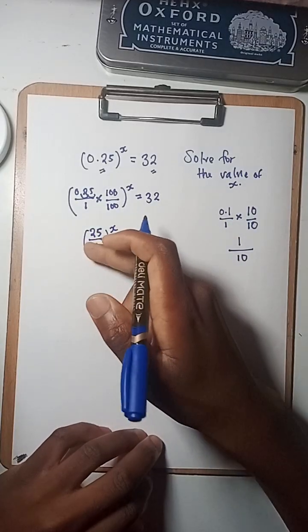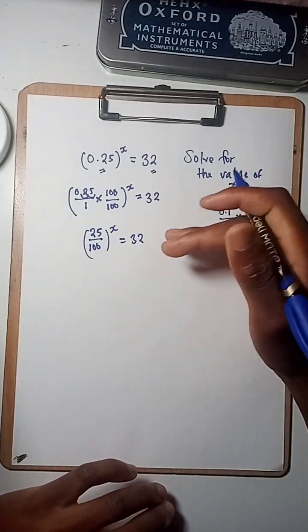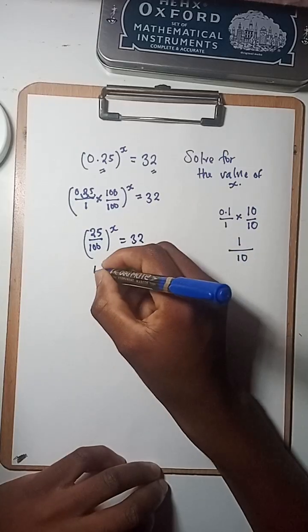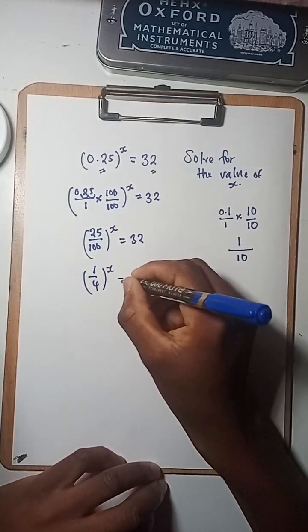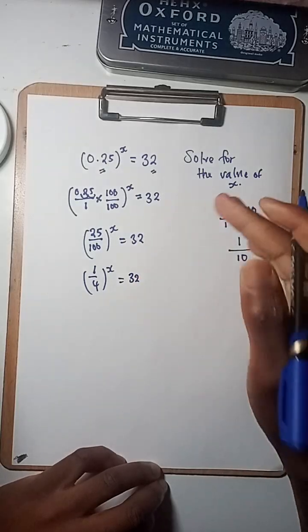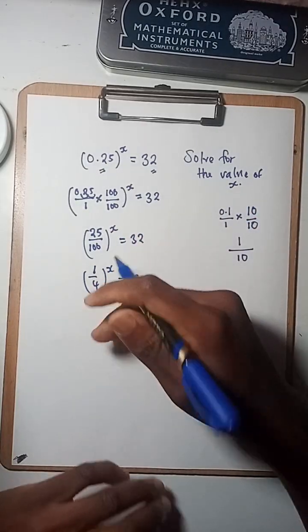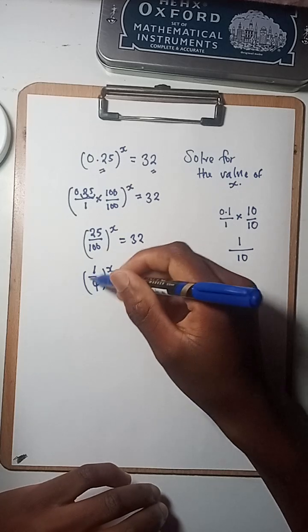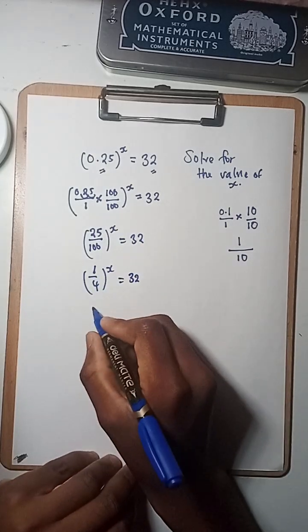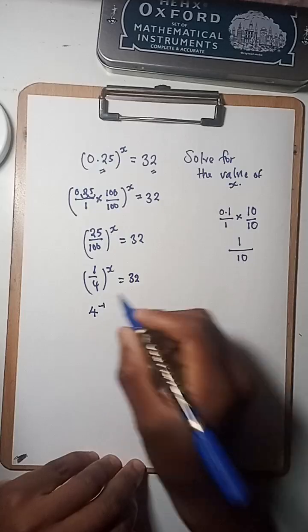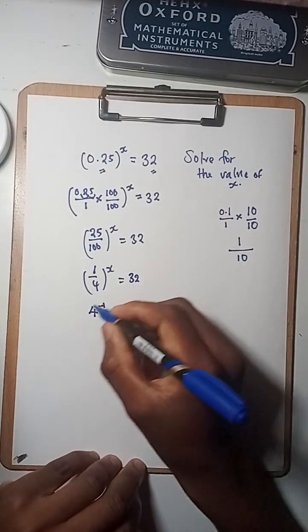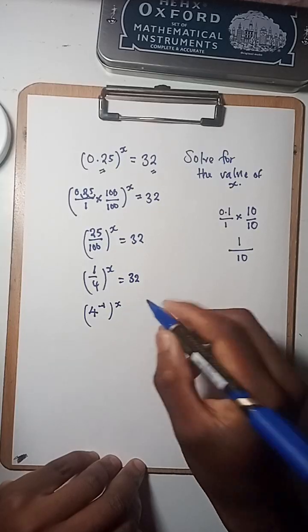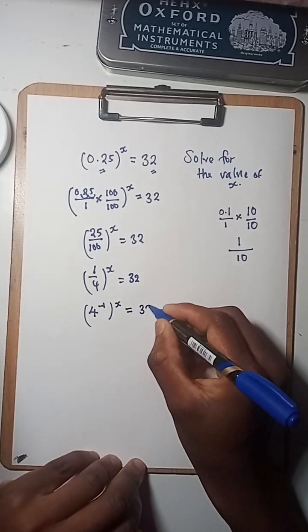Now, this fraction can be simplified further. 25 over 25 will be 1, and 100 divided by 25 will be 4. The power x equals 32. We can make this fraction a whole number. I'm pretty sure by now we know how to do this. This can be written as 4 to the power negative 1. Don't forget that x up there equals 32.